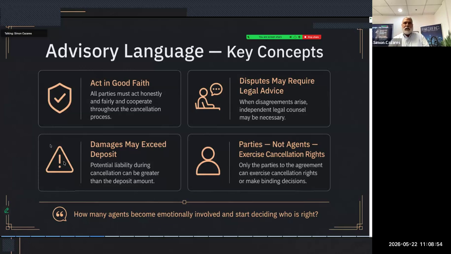So keep that in mind. Disputes may require legal advice, right? So when disagreements arise, independent legal counsel may be necessary, right? So again, not that we're referees, bring us into the picture, right? Leadership. If something just feels that it's going sideways and it goes sideways really quick, bring me into the picture, right? If I am your broker.